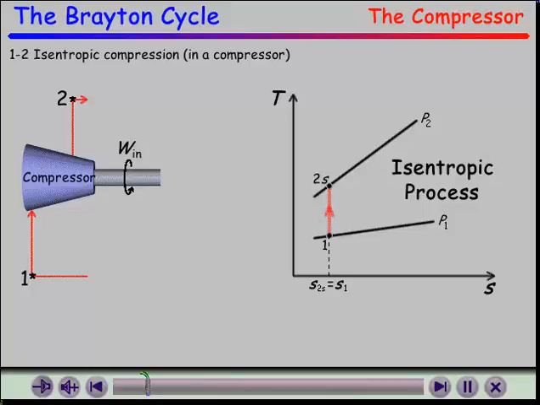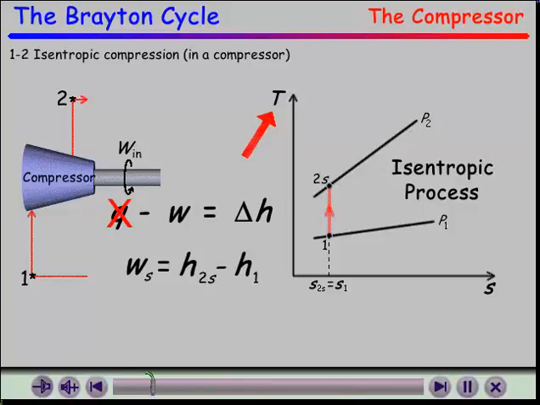When changes in kinetic and potential energies are negligible, as we discussed earlier, the conservation of energy equation reduces to Q minus W equals delta H. Since heat is not transferred between the compressor and its surroundings, the work input becomes equal to the change in enthalpy. Recall that enthalpy is a function of temperature and pressure.